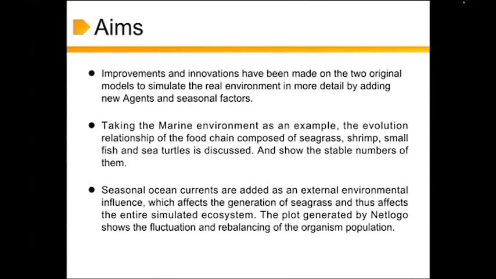The third aim is that seasonal ocean currents are added as an example of external environmental influence, which will affect the generation of seagrass and thus affect the entire simulated ecosystem. As a result, the plot generated by NetLogo will show the fluctuation and rebalancing of the organism population.